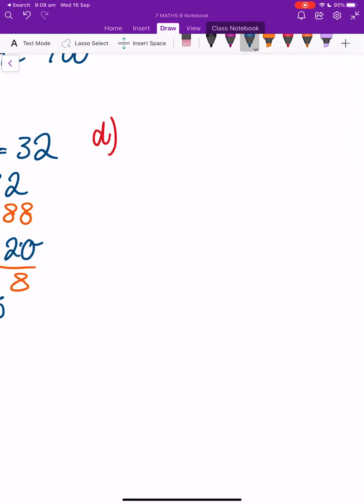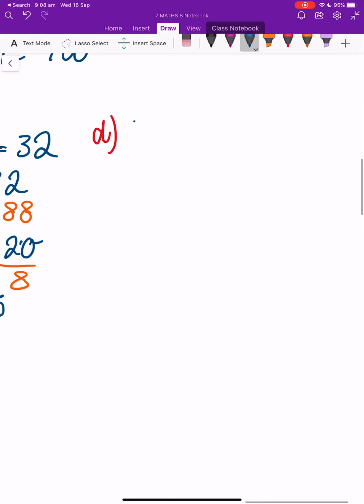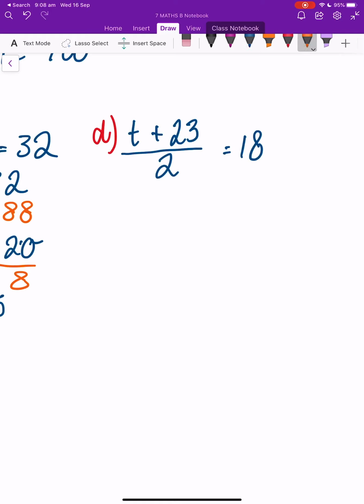Okay, our last question, part D. T plus 23 over 2 equals 18. Now this is a little bit different to what we've looked at, but I want you to think of it like this. Again, like an onion, this is our inside layer, and that's our outside layer, okay? Let's get rid of the outside layer before we get rid of the inside layer, okay?